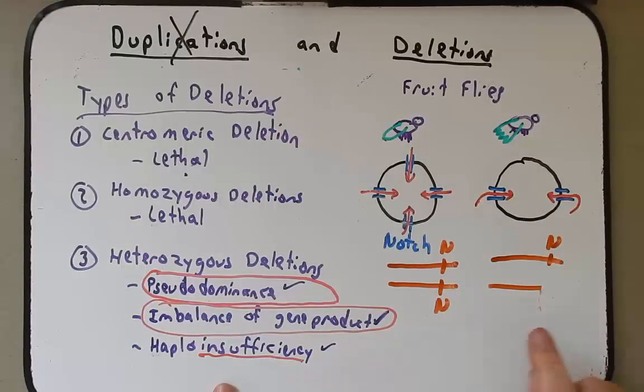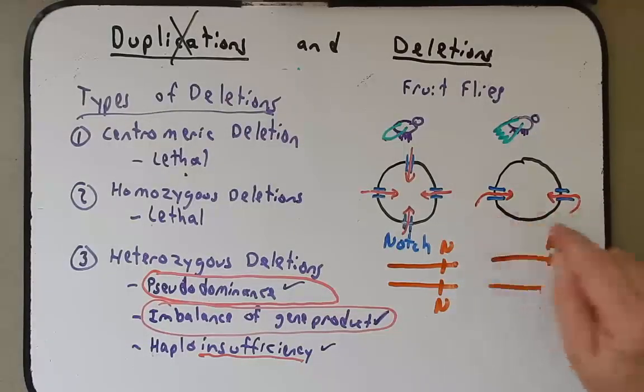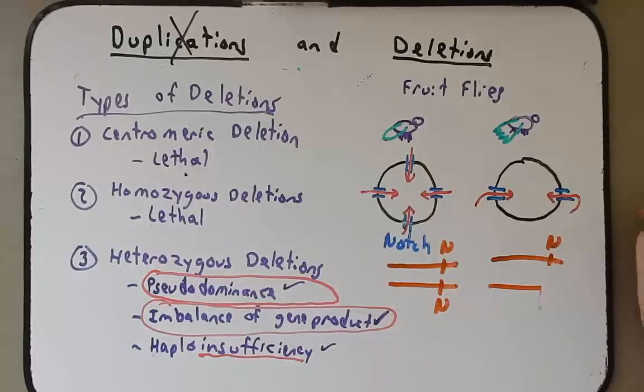Haploinsufficiency, because the deletion causes fewer proteins to be made, and so in the end, fewer receptors are made, an insufficient amount of receptors. So it can't respond to the signal in the same way that the unaffected fruit fly can. So you get an abnormally shaped wing.